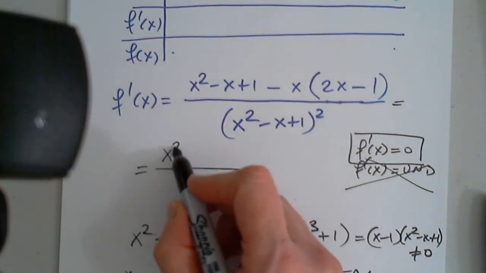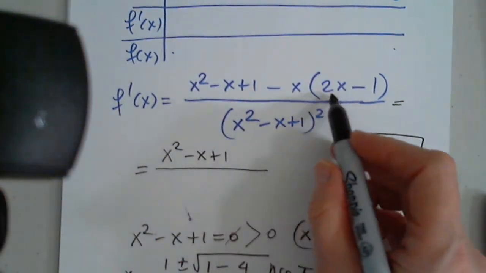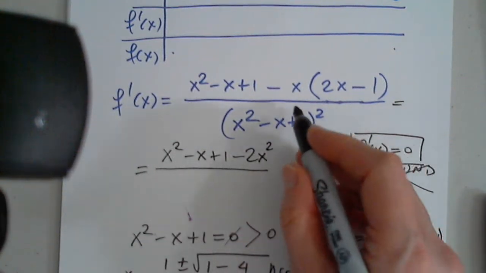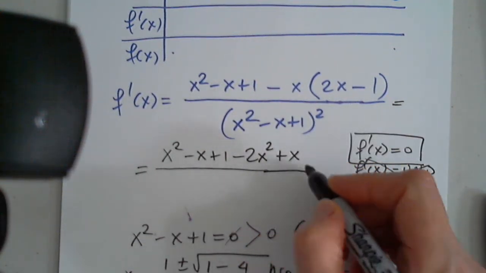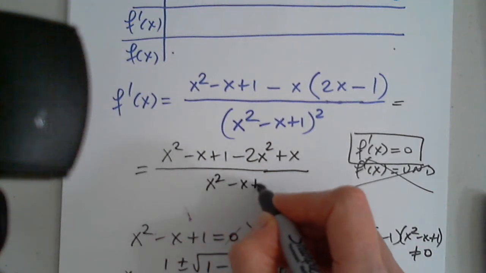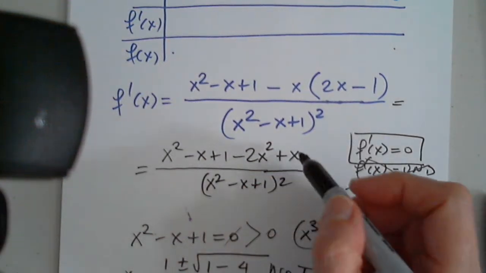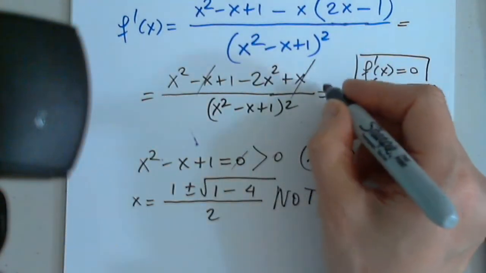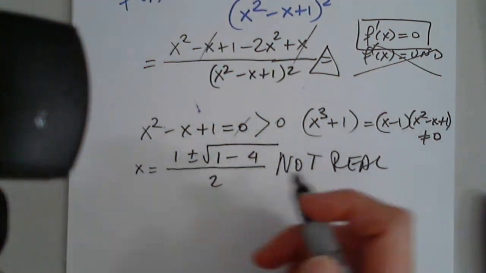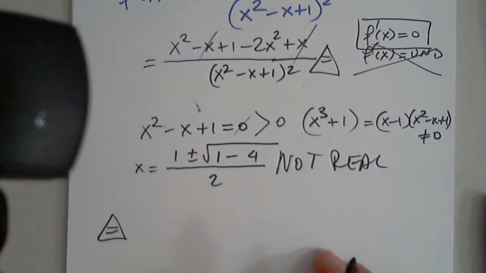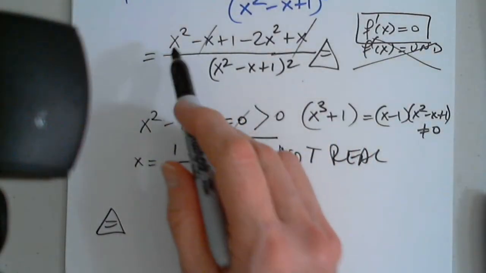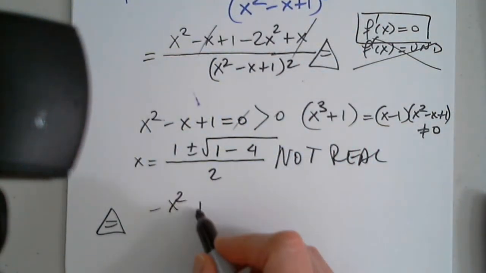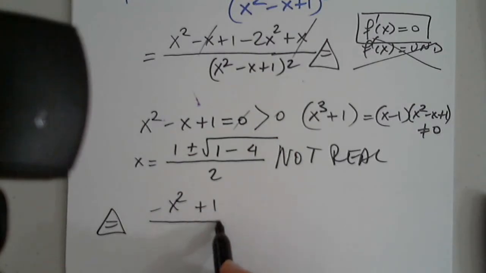So I have x squared minus x plus 1 minus 2x squared plus x, over x squared minus x plus 1 squared. Luckily, at least something simplifies. I'm going to do this so you know where it's continuous. So this is negative x squared plus 1, quite nice, over x squared minus x plus 1 squared. Okay, now what?